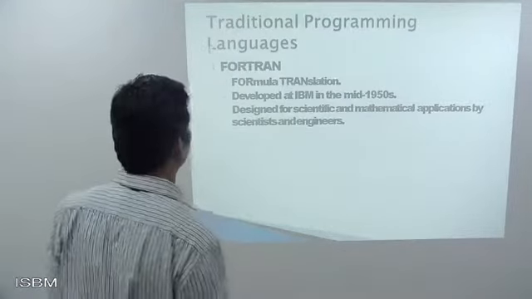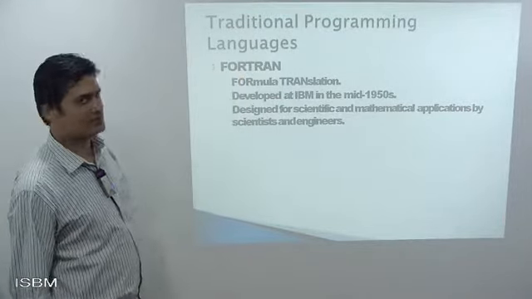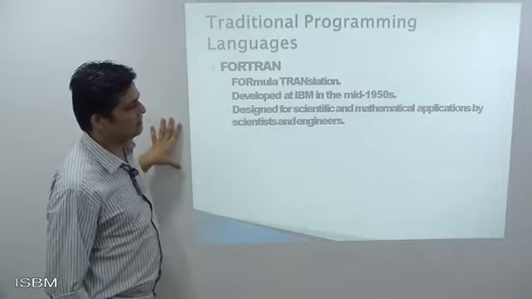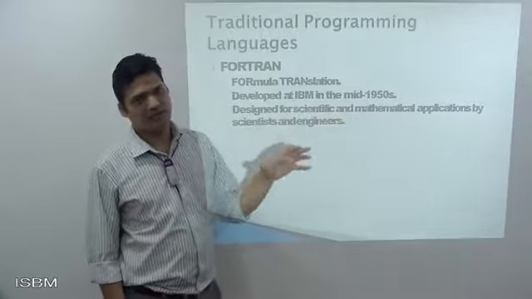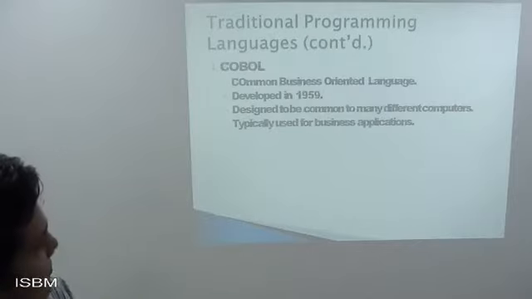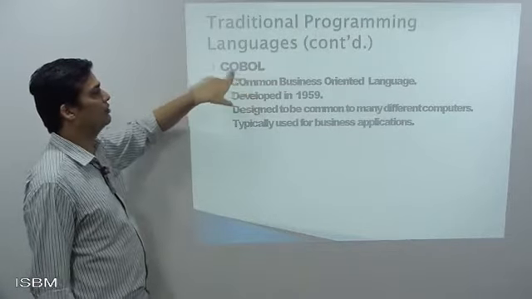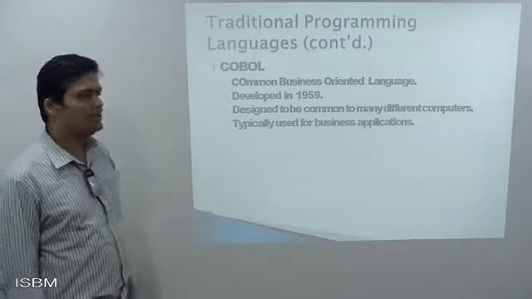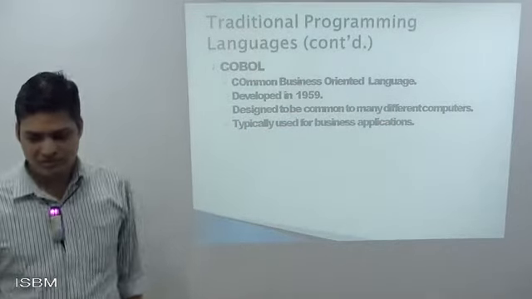So traditional programming languages like Fortran, which stands for formula translation. Developed at IBM in the mid 50s, designed for scientific and mathematical applications by scientists and engineers. So it is designed only for scientific and mathematical calculations, not much else. Then we have COBOL, which is common business oriented language. Developed in 1959, designed to be common to many different computers at that time, typically used for business applications, not much else.